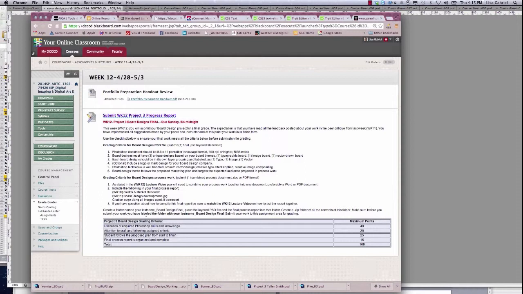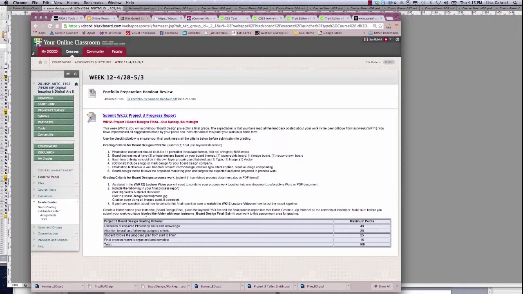And for the most part, everybody had it set up properly. Those of you who did not set up your board design files properly, you need to go back and look at the video. I think it is week, let's see, which one would it be? Week 10 for how to set up the board design files properly.